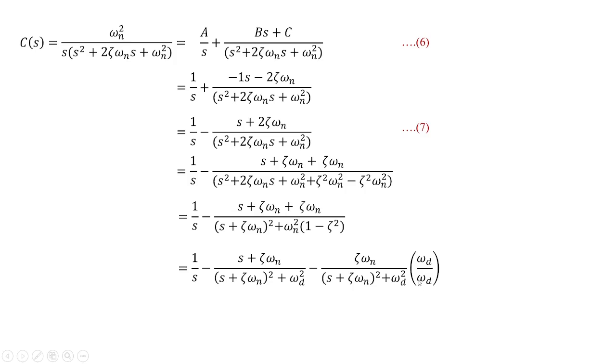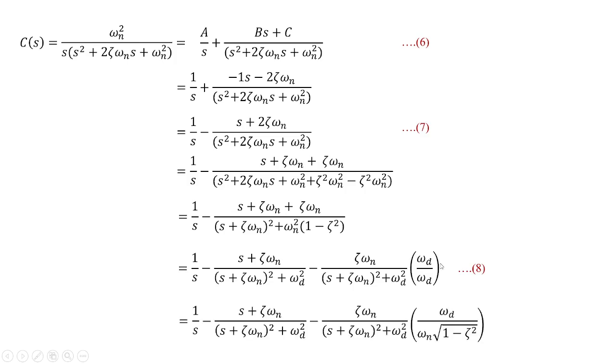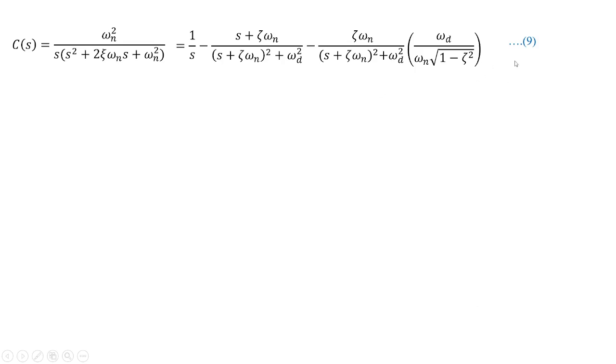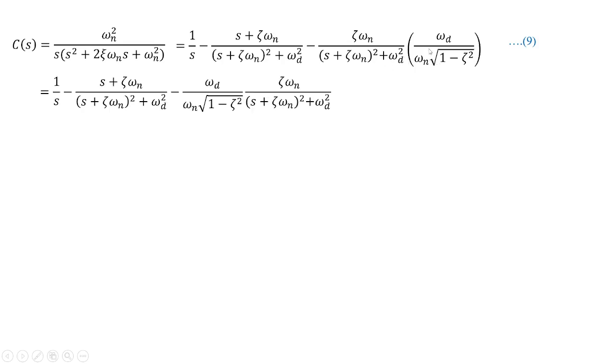Now this particular parameter is multiplied and divided by omega d, and you can see this equation 8 is framed. In equation 8, the denominator I have taken omega d, which is equal to omega n under root of 1 minus zeta square. Now carefully observe, I'm trying to reframe equation 8 in terms of equation 9 like this. You can see I have just changed the values of omega d with omega n, and now I'm just reframing this equation 9.